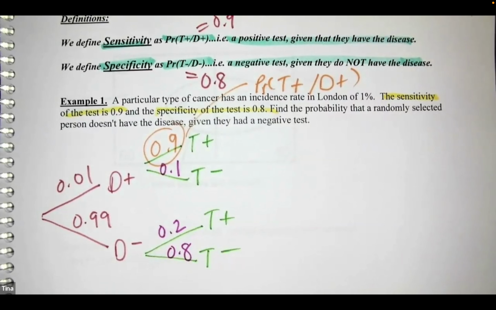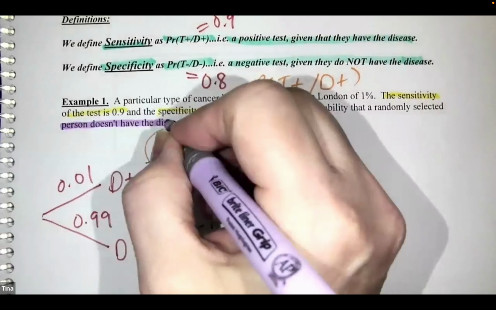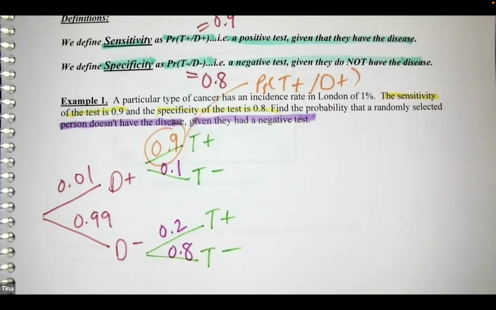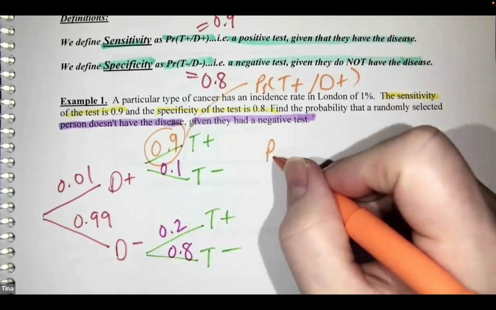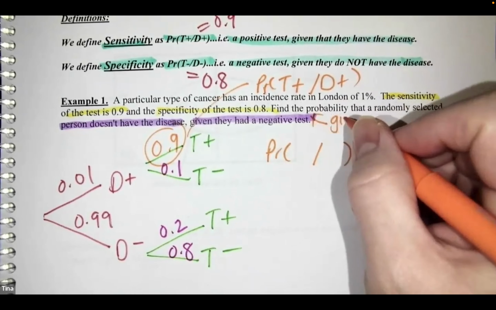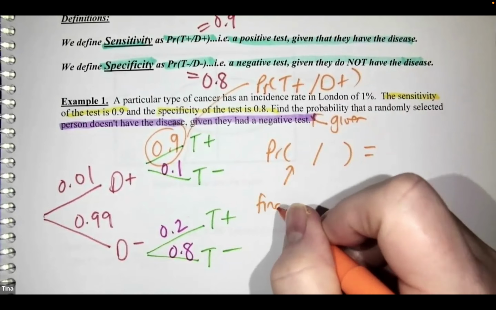So what does the question ask us to do here? Well, let's take a look. Find the probability a randomly selected person doesn't have the disease given they had a negative test. Okay, so don't have the disease given a negative test. Remember, the given part is the part that goes after the slash, right? And the one we want to find goes first.